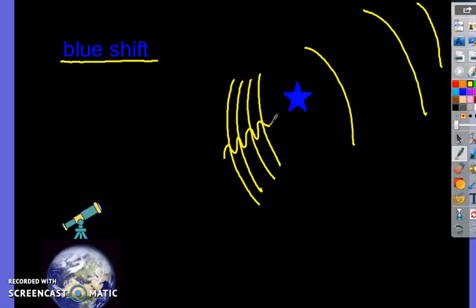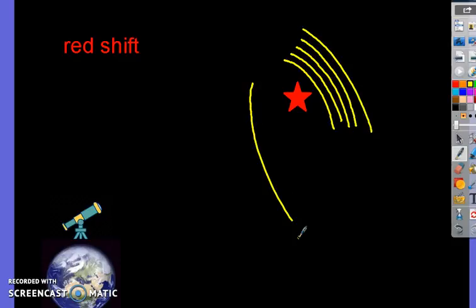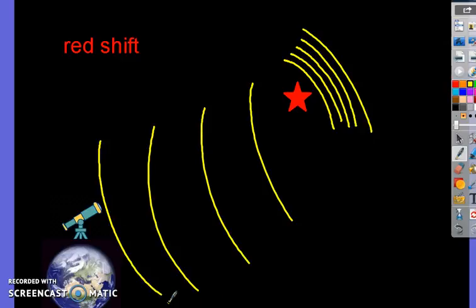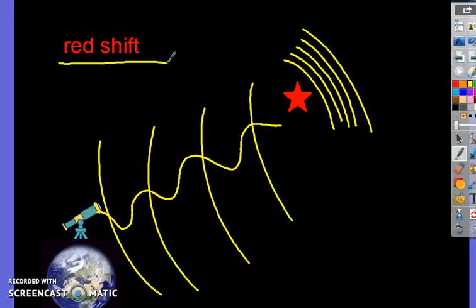On the other hand, if the star is going away from us, then the waves are going to be squeezed over here, and it'll be stretched out over here, and the waves are going to be really stretched out, a lower frequency, and so we're going to see that star in a redshift. It'll have a red tint to it when we look at it through the telescope.